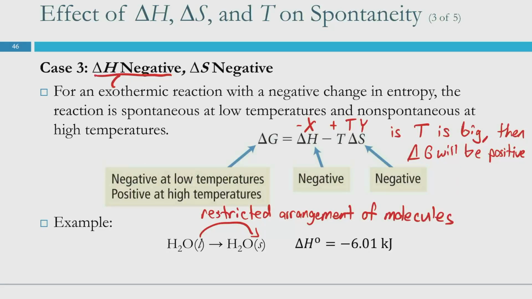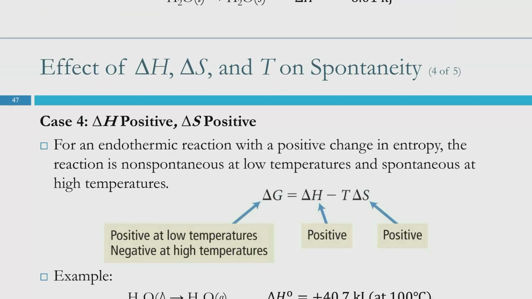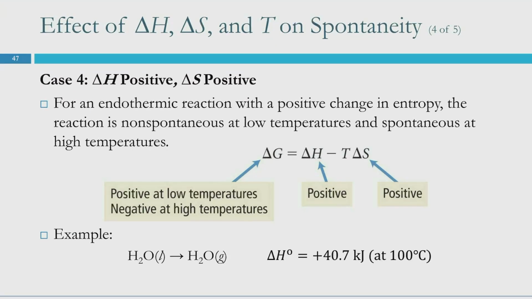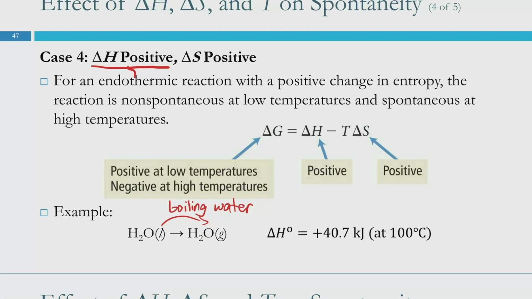And then our last and final case: instead of both of them being negative, we've got both of them being positive. So an endothermic reaction, where we're absorbing energy from the surroundings, perhaps, and a positive change in entropy. In this case, our example is boiling water or evaporating water. So we've now changed the terms. We've got a positive term and a negative term, and the negative term is paired up with temperature. So if temperature is really big, that's going to make the negative bigger. If temperature is really small, then our positive term is probably going to be bigger.